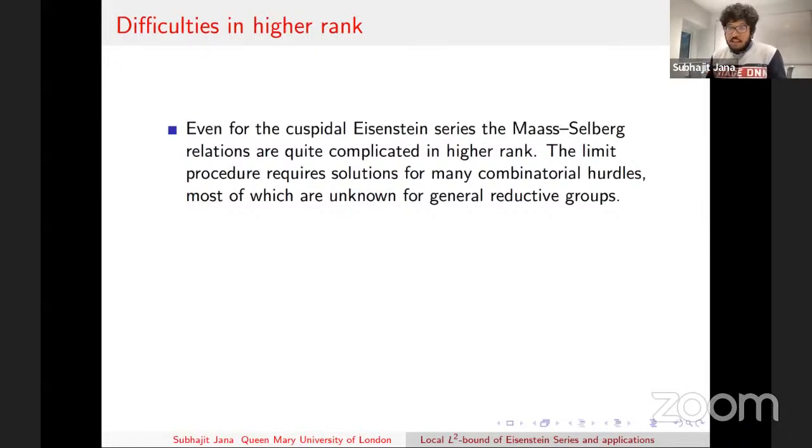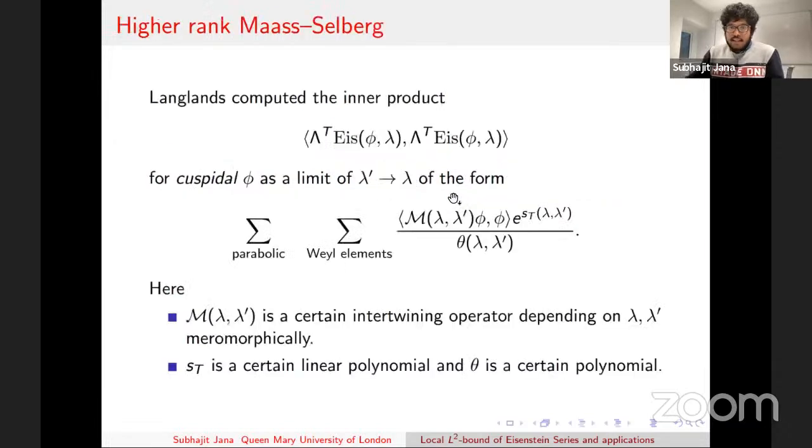So even when the forms are cuspidal, this is quite complicated, and this limiting procedure needs to... In general, each of the summands in this whole average will have poles at lambda prime equals lambda, but we expect that if we sum over various Weyl elements and various parabolics, the poles will cancel each other.